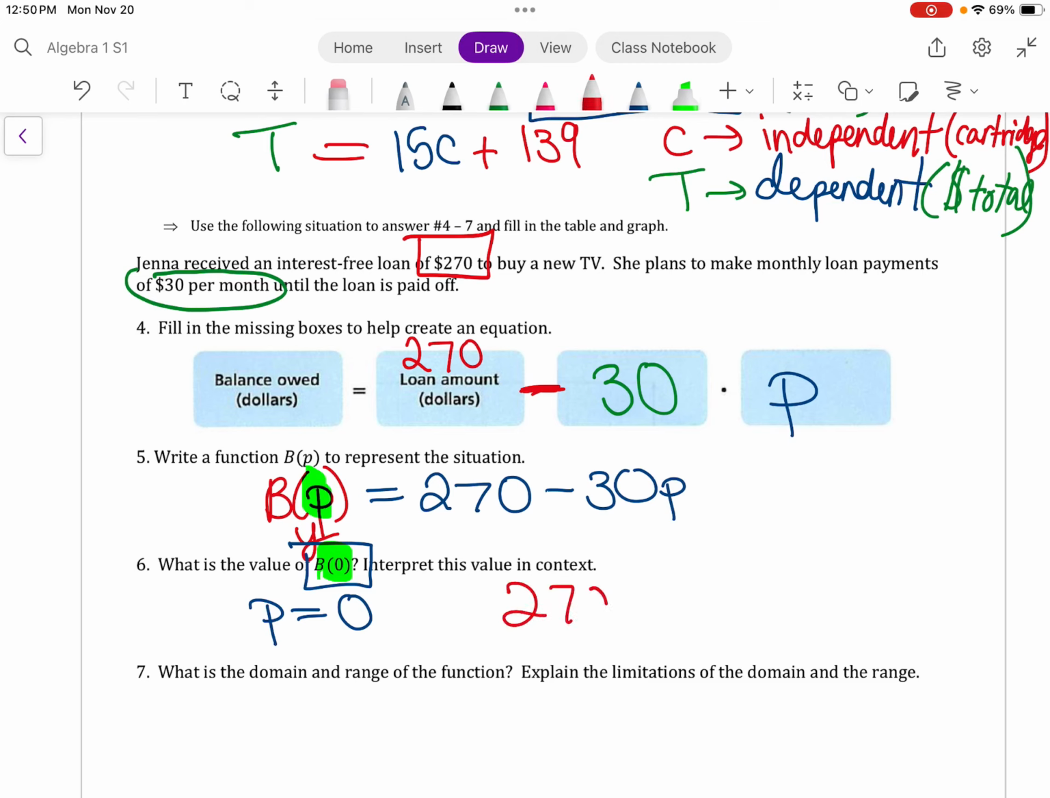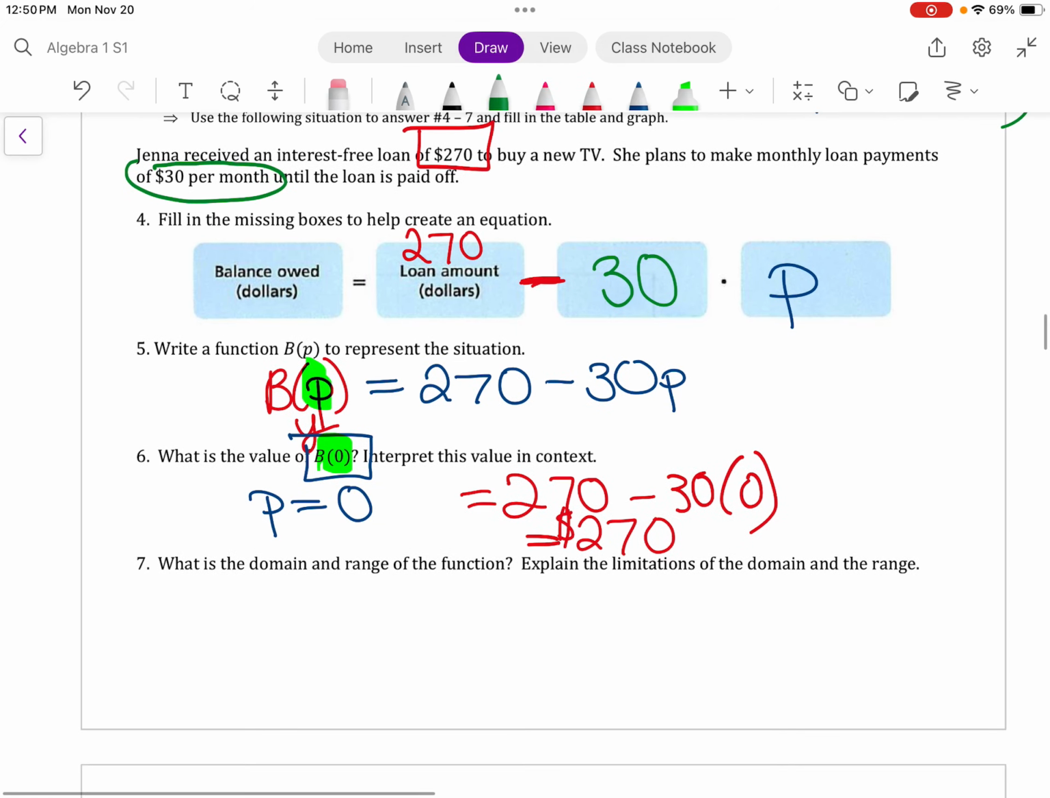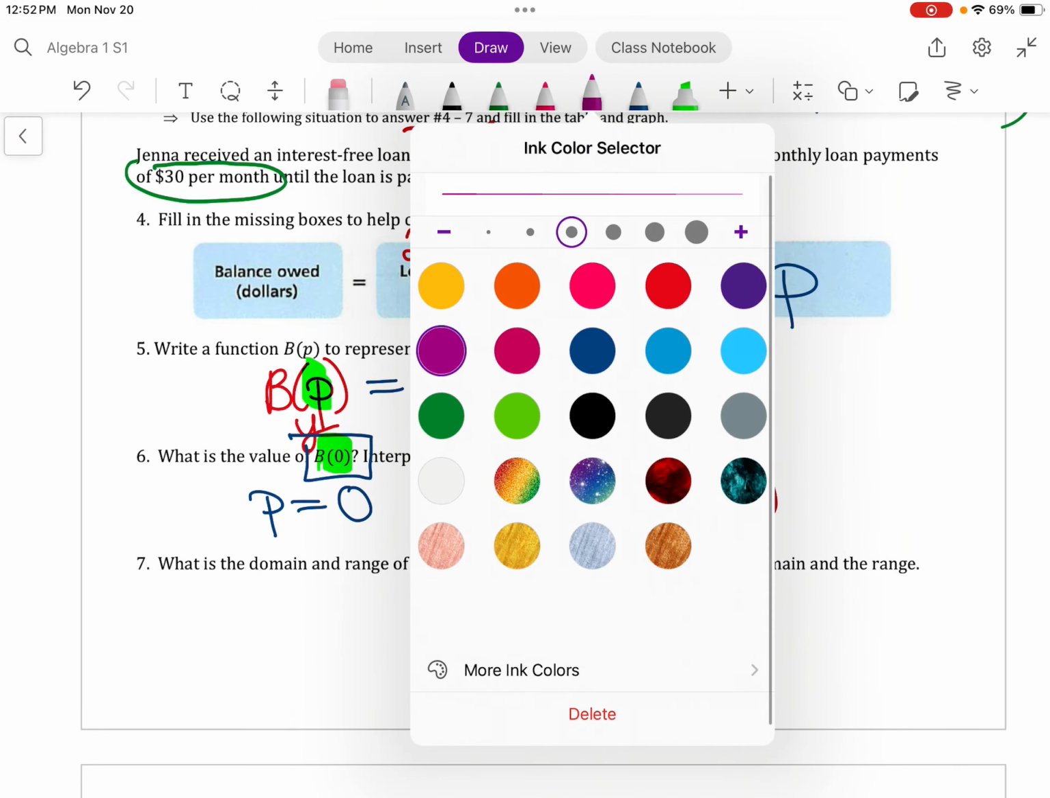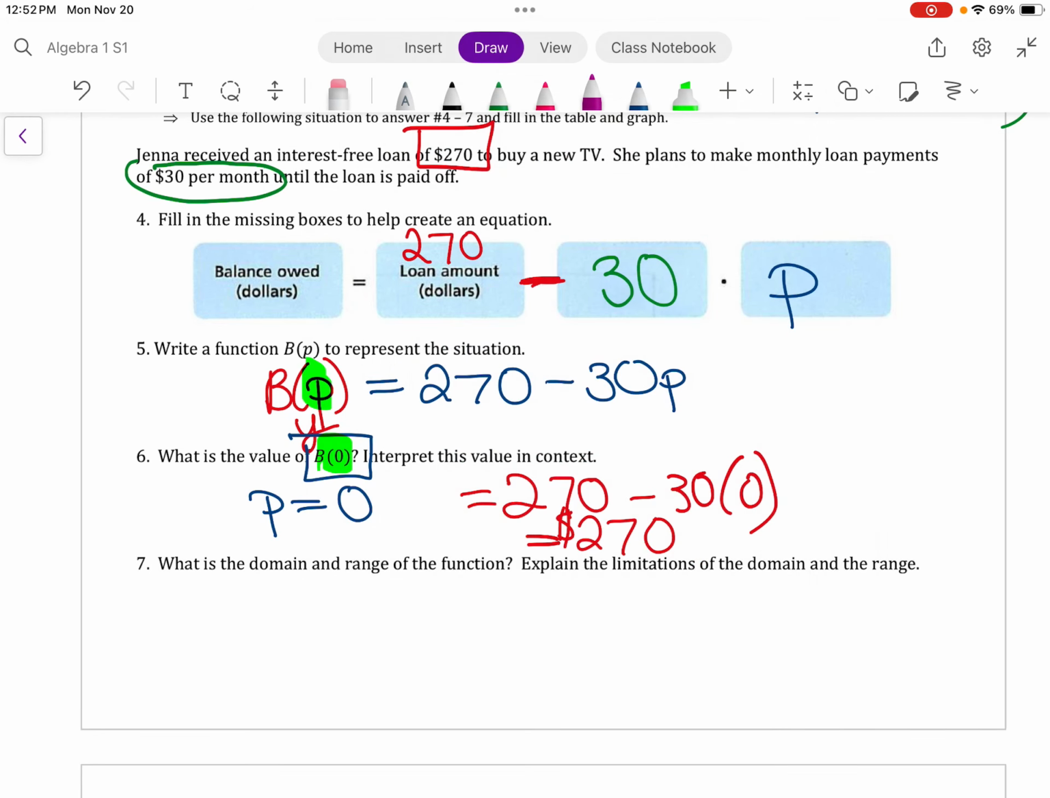So 270 minus 30 times 0. So if I make 0 payments, I still owe $270 on my loan. It's like having a credit card. If you don't pay off the payments, you're in a world of hurt months later. Pay off your credit cards, kids.